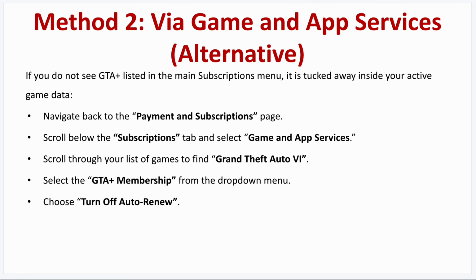Method 2, via game and app services. If you do not see the GTA Plus listed in the main subscription menu, it is tucked away inside your active game data. Navigate back to the payment and subscription page. Then scroll below the subscription tab and select game and app services. Now scroll through your list of games to find Grand Theft Auto 6. Then select the GTA Plus membership from the drop down menu and choose turn off auto renew.